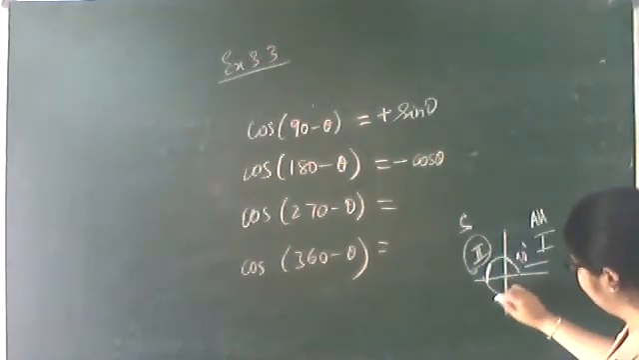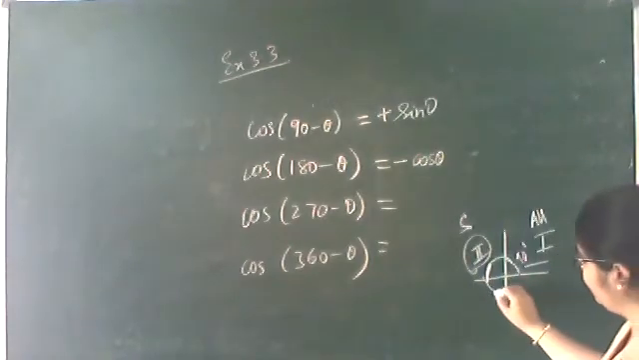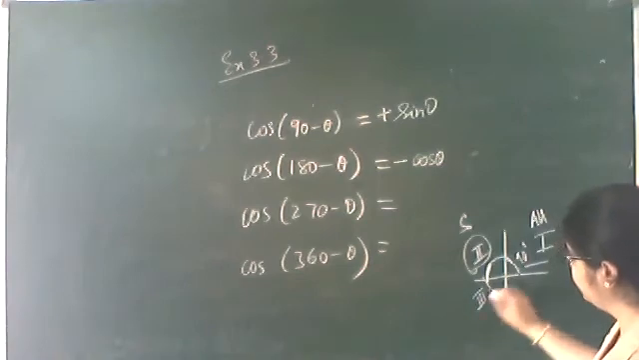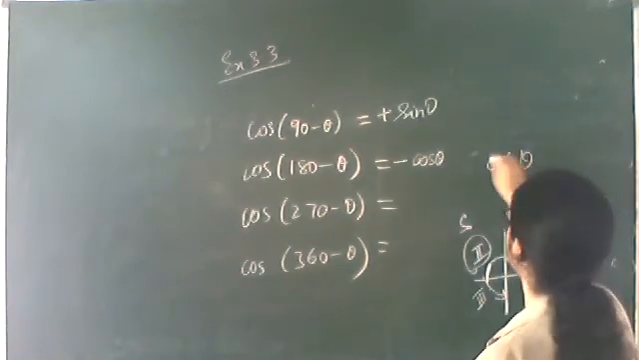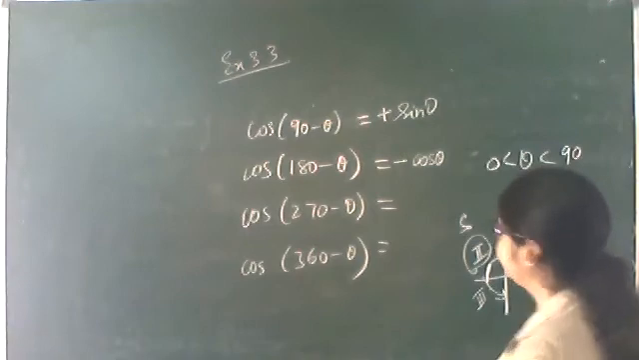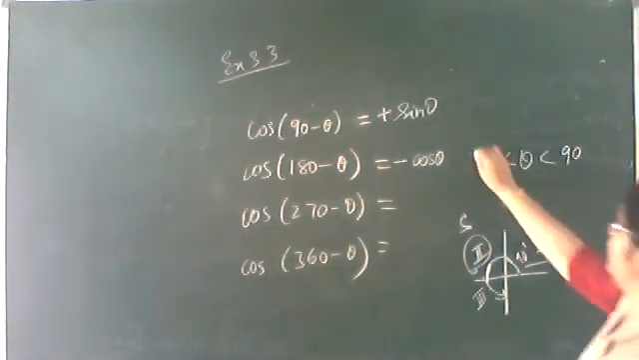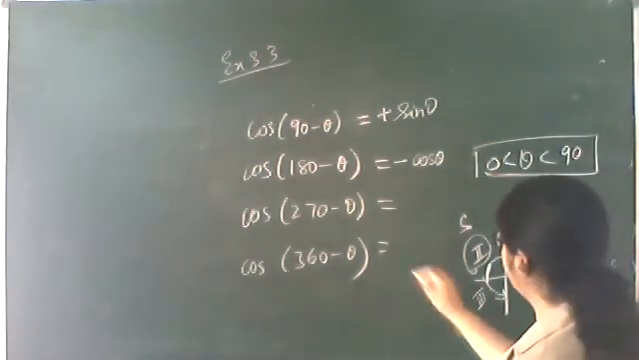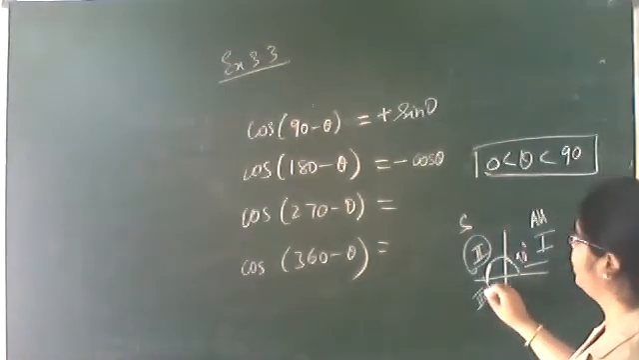Then cos 270 minus theta. This is 270 degree angle. So 270 minus theta will lie somewhere where? In the third quadrant, where theta is greater than 0 and less than 90. So again it will lie in the third quadrant. In the third quadrant, what do I change?